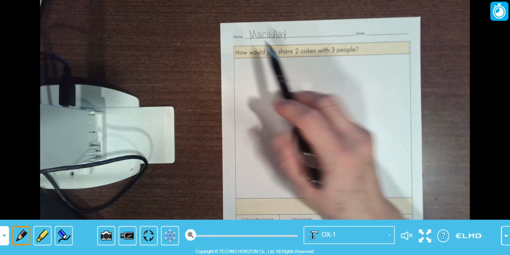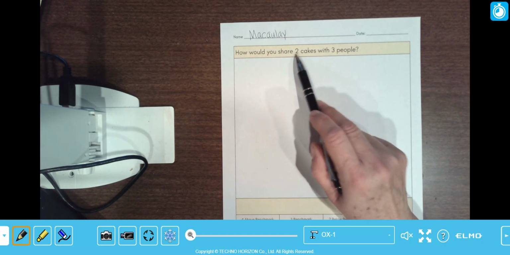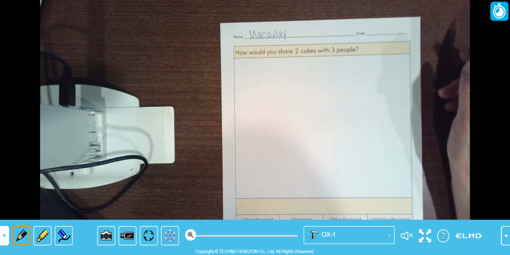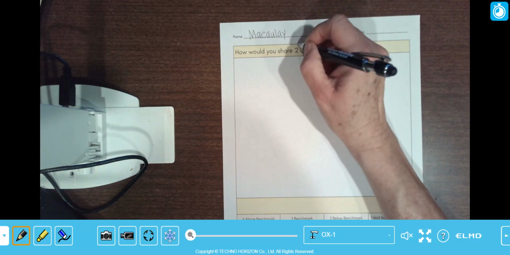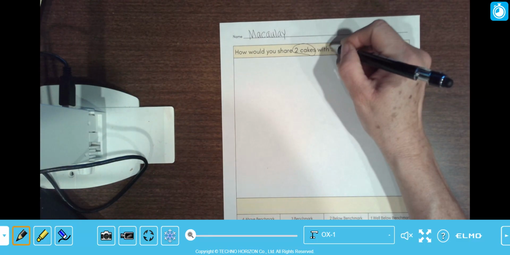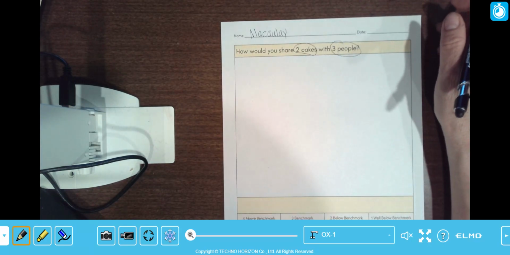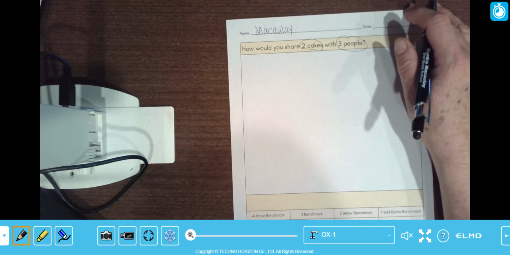Here it goes. How would you share 2 cakes with 3 people? So what do we know? Yeah, we know that there are 2 cakes. And we know that there are 3 people. Okay? And they're going to share those cakes, right? All right. So what we don't know is how we're going to share them.